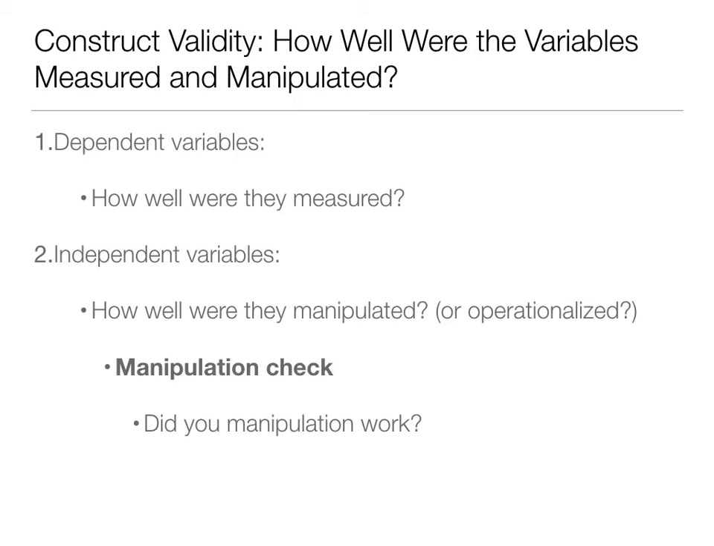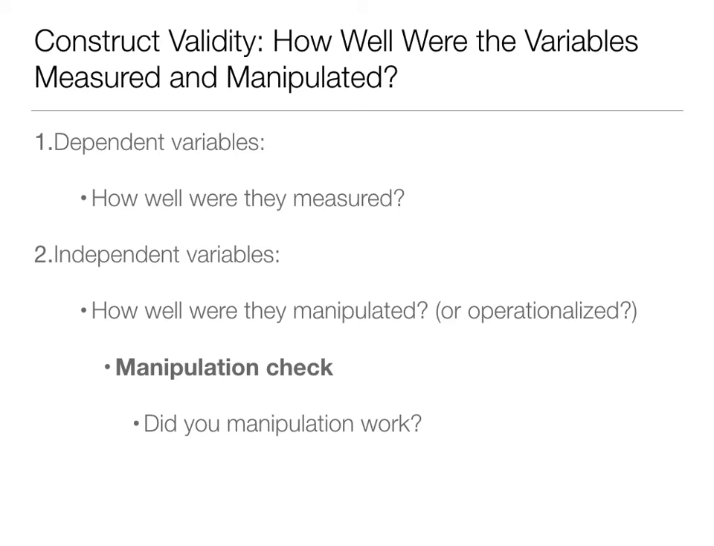It's going to be really important to see what we're trying to manipulate here, which is altruism, and how we're doing that is them watching this altruistic act. But we have to make sure that they actually saw the altruistic act. Did our manipulation actually manipulate anything? And that's where this manipulation check comes in.